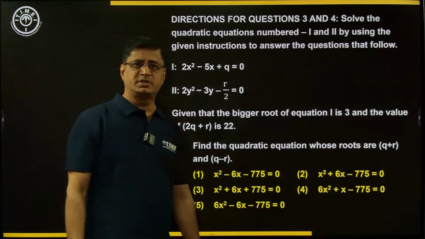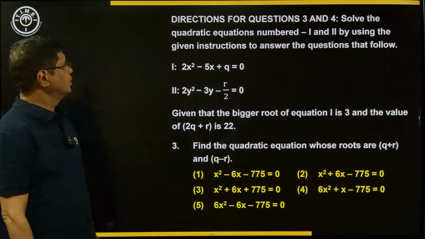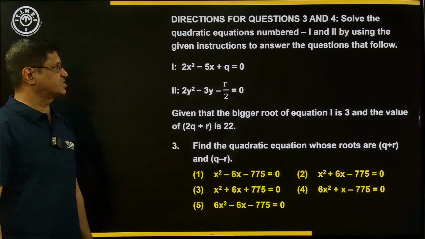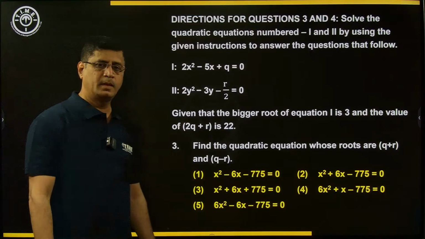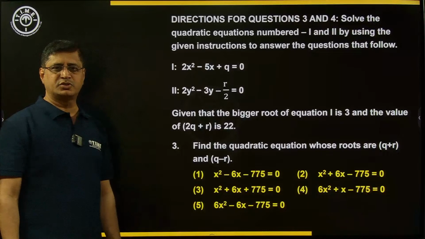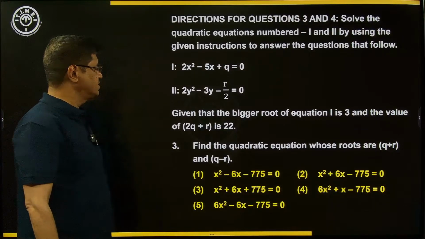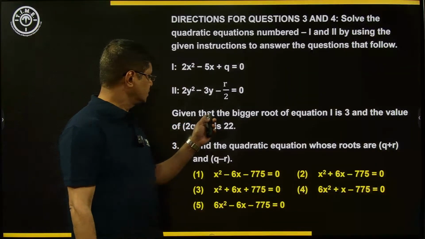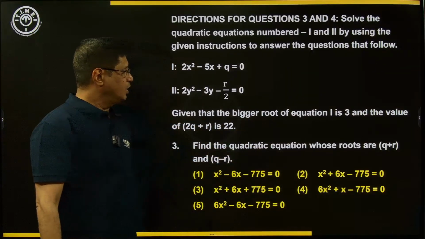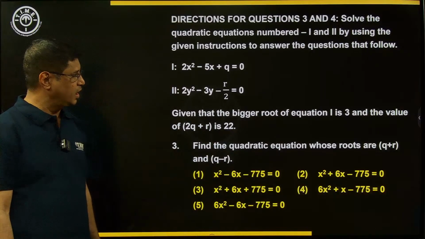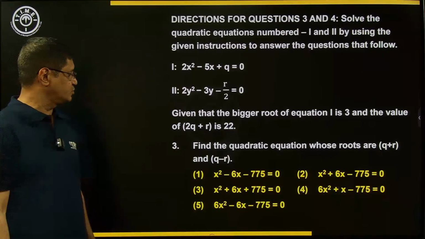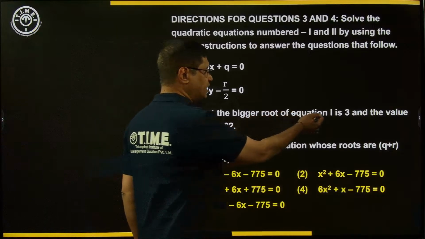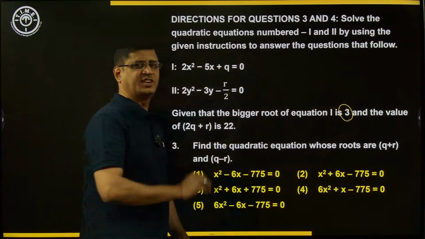Now the direction for questions number 3 and 4 is given here. Solve the quadratic equations 1 and 2 using the given instructions to answer the questions that follow. 2x square minus 5x plus q is equal to 0. 2y square minus 3y minus r by 2 is equal to 0. Given that the bigger root of equation 1 is 3 and the value of 2q plus r is equal to 22. Dear students, the bigger root of equation 1 is 3, means one of the roots is 3.